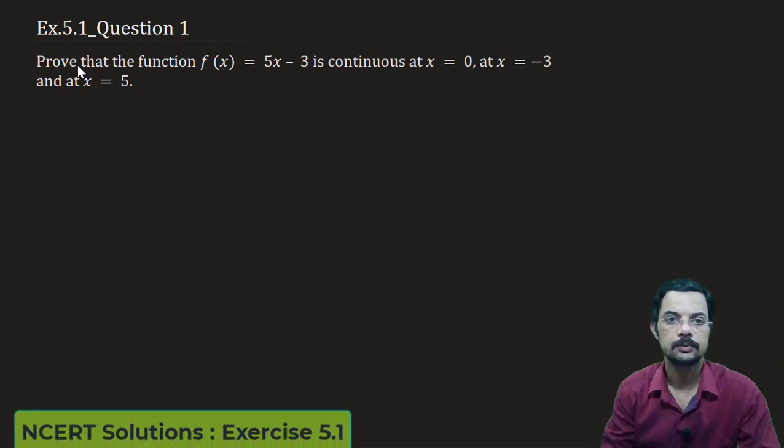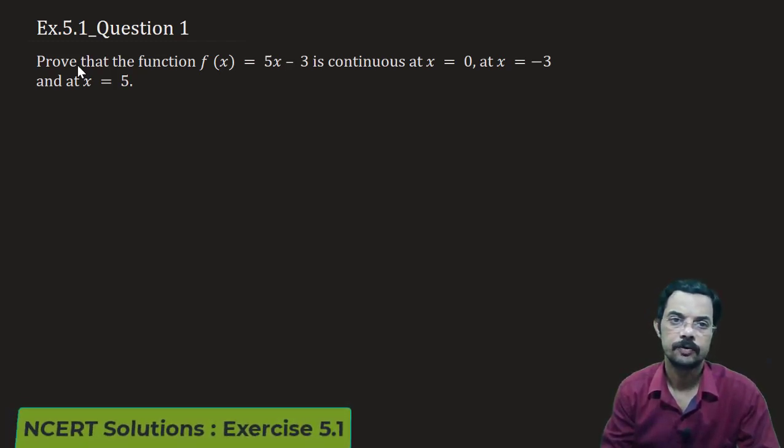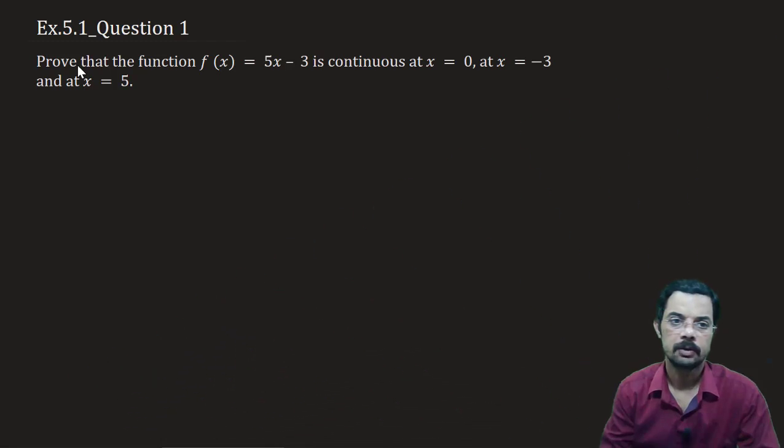Hi students, in this class we shall be discussing exercise 5.1 question number 1 onwards. Prove that the function f of x equal to 5x minus 3 is continuous at x equal to 0, at x equal to minus 3 and at x equal to 5. We have to check the continuity for f of x at all these points. It is very clear that it is continuous at all points because it is a polynomial function, but still we need to show that this function is continuous.